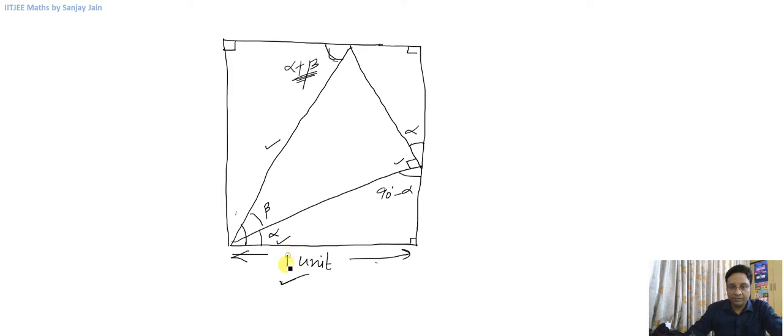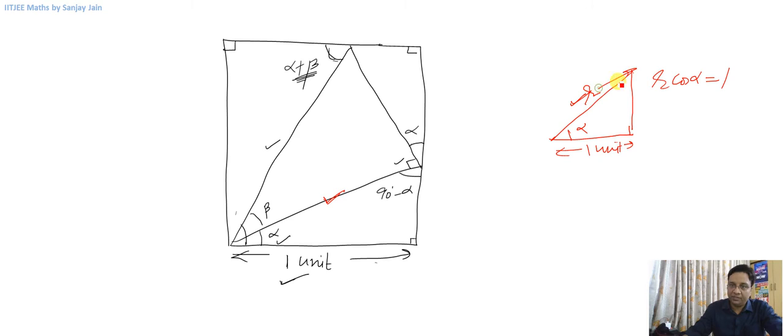Okay, now see, if this is 1 unit, what will be, let us say, this length? Let me show you by taking a different triangle here. This is angle alpha and this is 1 unit, right? So what will be this length? Whatever this length is, let us say this length is r, I can say that r cos alpha is equal to 1, right? Whatever this length is, cos alpha of this length will be this length. So r cos alpha is 1 unit. So what will be r? It will be 1 by cos alpha, right?